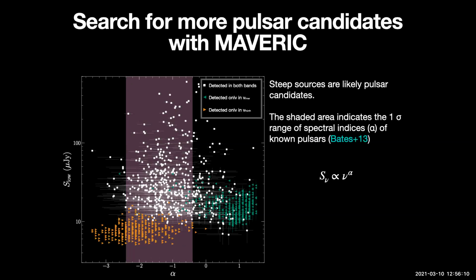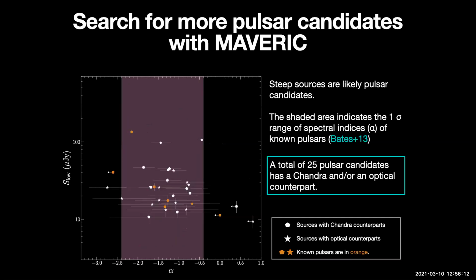So we're especially interested in the candidates that have either a Chandra or an optical counterpart, so you can get more information on the radio source, and follow up with further observations or study its X-ray spectrum or something like that. There are currently a total of 25 pulsar candidates that have Chandra and/or optical counterparts in, I think, a total of 15 globular clusters. And there are also some known pulsars detected by MAVERICK, as shown in the orange markers here.